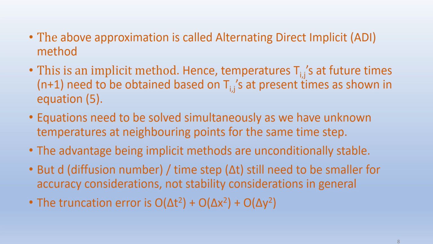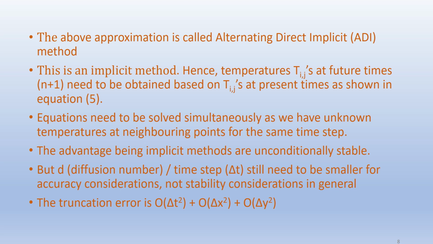This is an implicit method, hence temperatures T(i,j) at future times n plus 1 etc. need to be obtained based on T(i,j) at present times as shown in equations 5 and 7. Equations need to be solved simultaneously as we have unknown temperatures at neighboring points for the same time step. The advantage being implicit methods are unconditionally stable, but the diffusion number d and time step delta t still need to be small for accuracy considerations, not stability considerations in general.